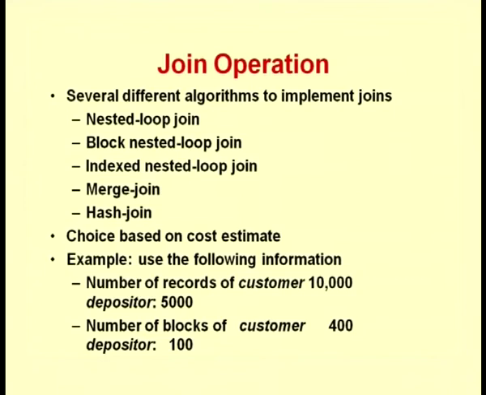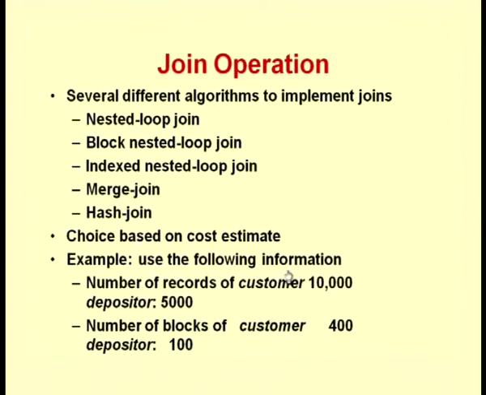Up to now we have looked at two things: one is the selection operation and the second is merge sorting. Here we are going to look at one other important database operation, which is the join operation. There are several different algorithms to implement joins: nested loop join, block nested loop join, index nested loop join, merge join and hash join, and the choice of which you will use is based on the cost estimate.